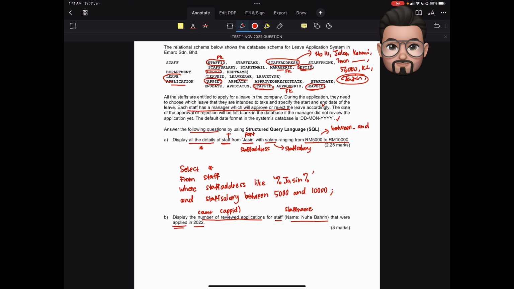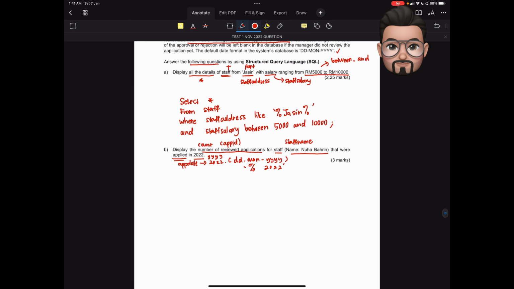Staff name Noha Bahrain that were applied in 2022. Take a look, we have the application date. So means applied in 2022, the date must be in 2022. So what is 2022? YY. So it is a part of the date. And take a look, what is the format? DD, MON, YY. So this is 2022. In front of 2022, it can be anything like any date, any month. So it is a part of the date.